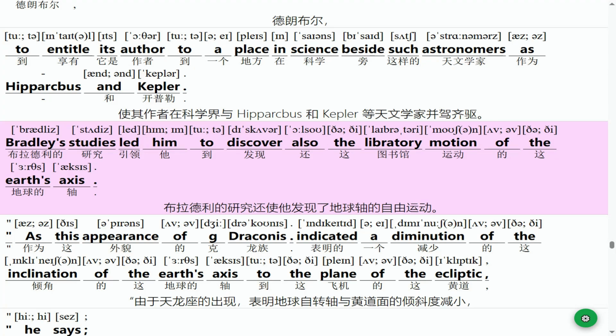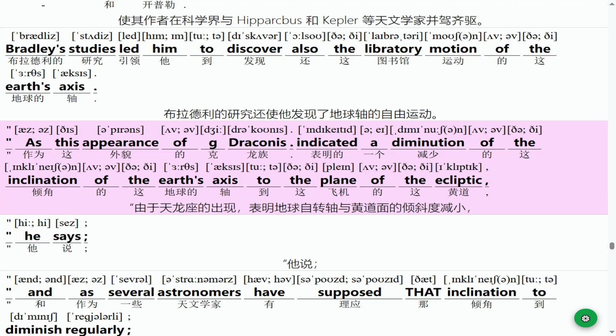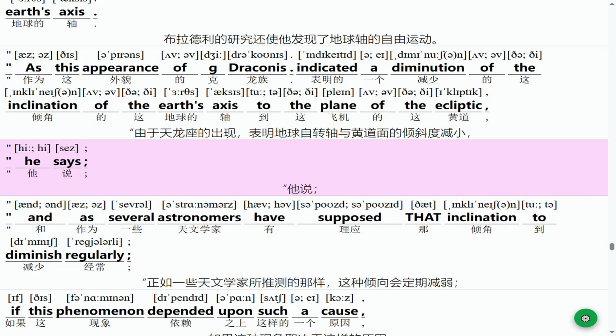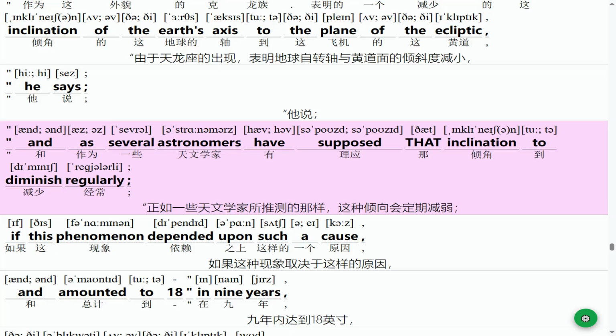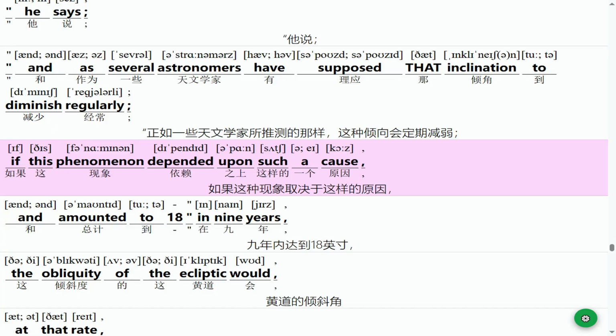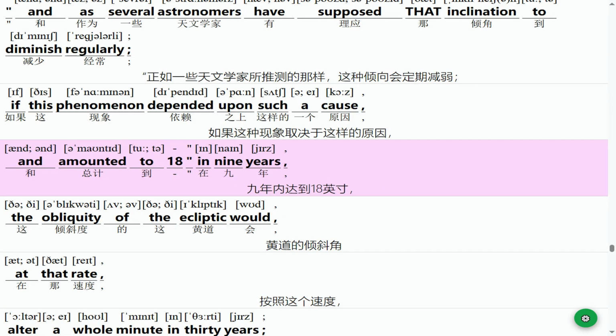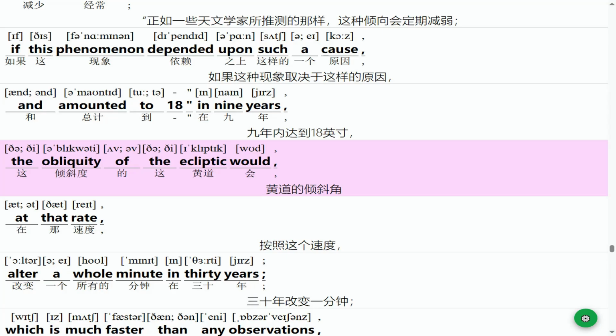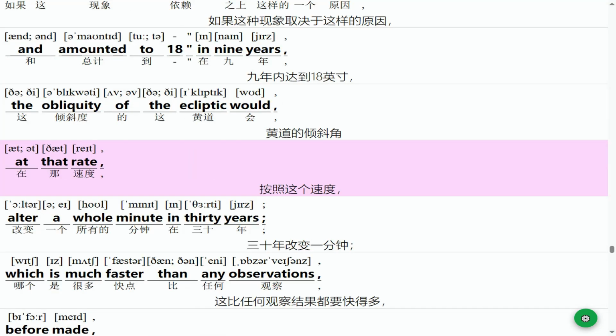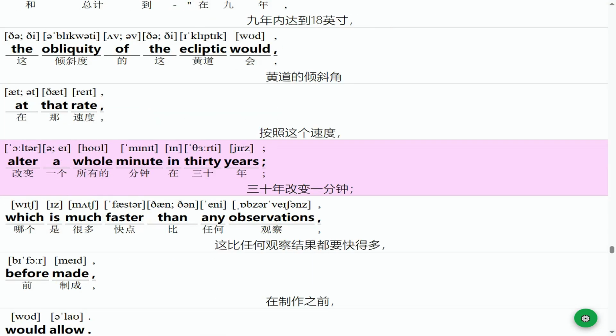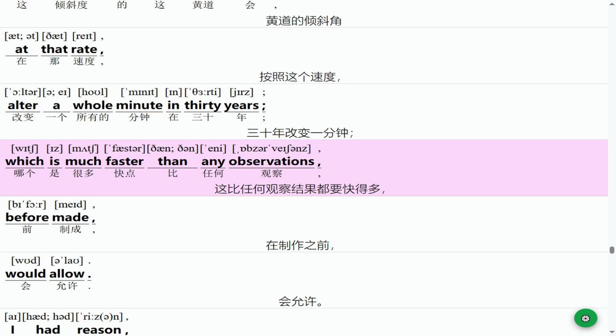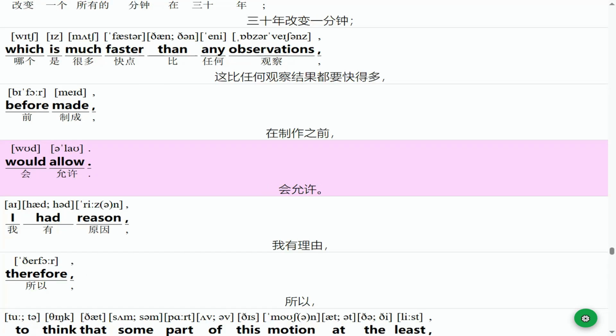Bradley's studies led him to discover also the libratory motion of the Earth's axis. As this appearance of Gamma Draconis indicated a diminution of the inclination of the Earth's axis to the plane of the ecliptic, he says, and as several astronomers have supposed that inclination to diminish regularly, if this phenomenon depended upon such a cause, and amounted to 18" in 9 years, the obliquity of the ecliptic would, at that rate, alter a whole minute in 30 years, which is much faster than any observations before made would allow.